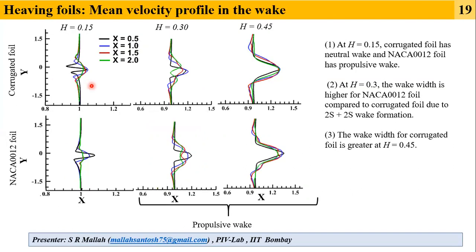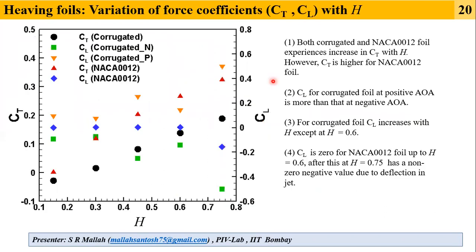Further, within the mean velocity profile, as usual, at the lowest heaving amplitude there is a virtually momentumless wake for the corrugated foil, whereas for the NACA foil there is a momentum excess wake, which is indicative of thrust production. So with further increase in heaving amplitude, the thrust production capability increases, whereas the wake is wider for the corrugated foil.